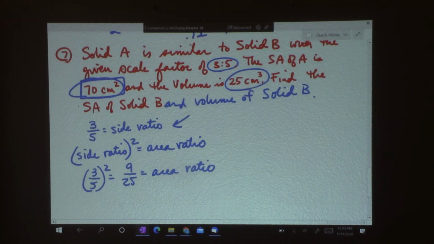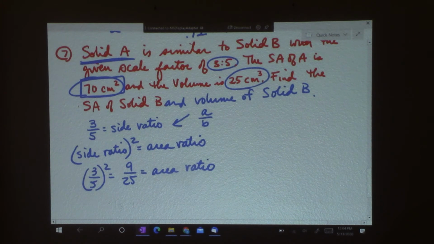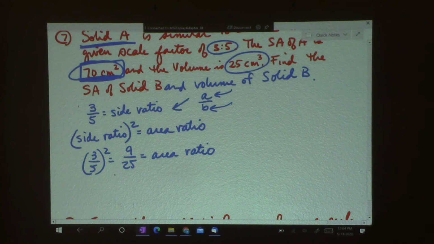So now I can use that with the 70 I have for the small solid, or the first one. That's A. Remember, this means A over B, right? So if they're telling us the solid of A, that means that anything having to do with A is going to go on the top. And anything having to do with B is going to go on the bottom. Okay, how do I know that? Because the formula is A to B. So the book, when they're telling us solid A and solid B, they want you to make that connection. Okay, so then I'm going to have 9 over 25 equals 70 over x.